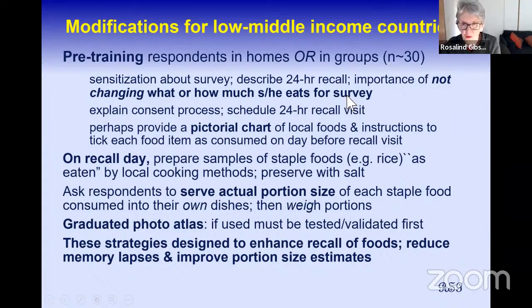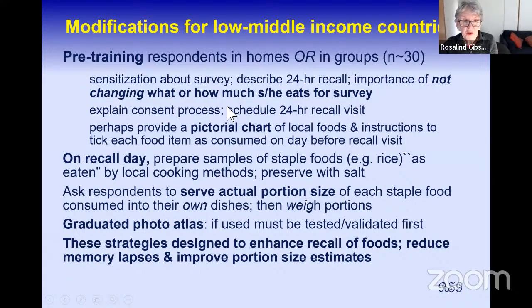You do not want your respondents to change their eating pattern for the 24-hour recall. The object of the National Consumption Survey is to find the usual eating pattern of the respondents, not an eating pattern that's been specially made for the survey. You should explain to your respondents the consent process that will be involved, and then schedule your 24-hour recall visit, preferably in the home.